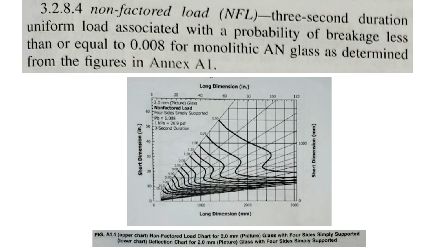And then we have a non-factored load, 3 second duration uniform load associated with the probability of breakage less than or equal to 0.008 for a monolithic annealed glass as determined from figures Annex A1. So here it is right there. This is our table. We're going to look in more detail about how to calculate that later, but I just wanted to show you this table again. This is the top of all those pages that are the majority of this book. You can see it says, this is your type of glass.